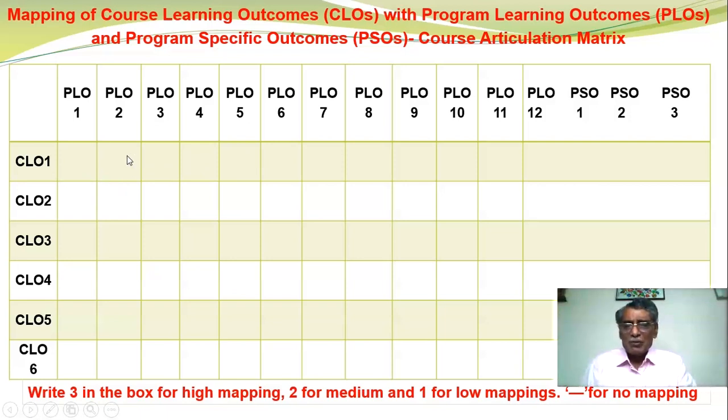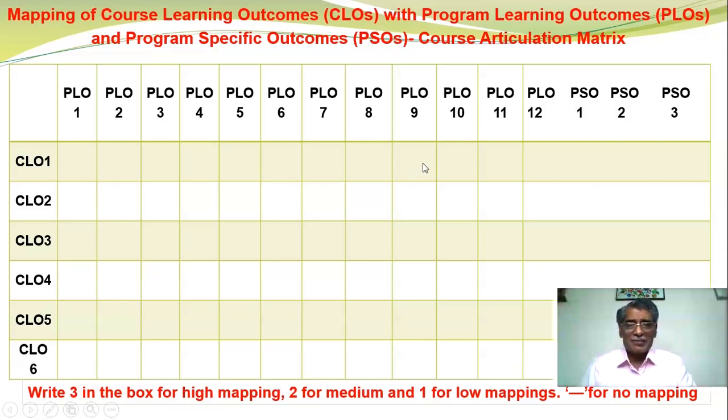CLO1 maps moderately with PLO2, PLO8, PLO10, etc. You put only number 2 there. If very weak mapping, put 1. If there is no mapping at all, put a dash there. Don't leave any box blank.